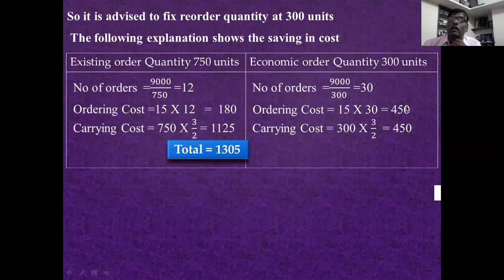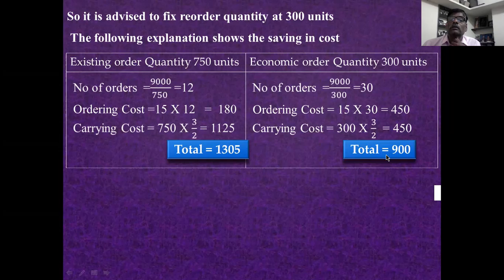Regarding this economic order quantity, if you consider its total, it is 900. Ordering cost is 450, carrying cost is 450, total is 900. This is the point you have to clear to the purchase manager or to the management. Then only they will order 300 quantity. So 300 quantity is the economic order quantity, which will reduce your carrying cost and ordering cost to the minimum level.